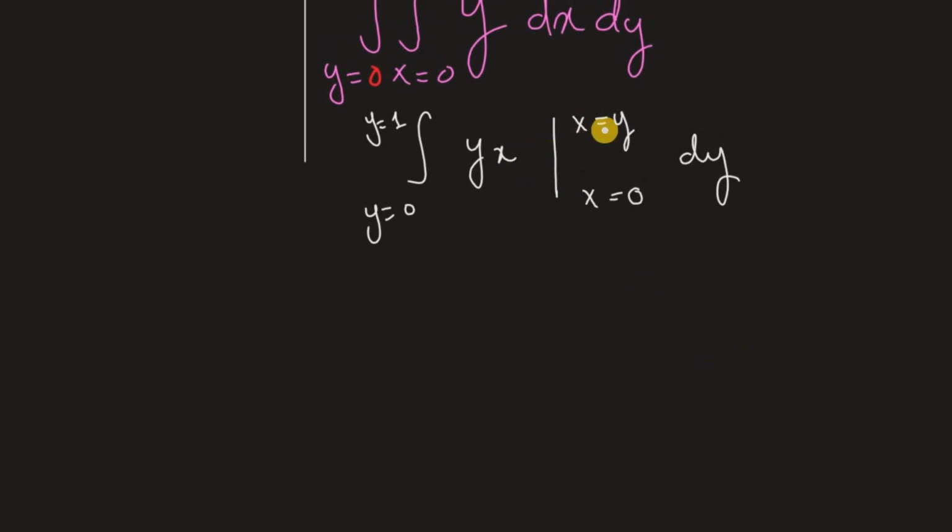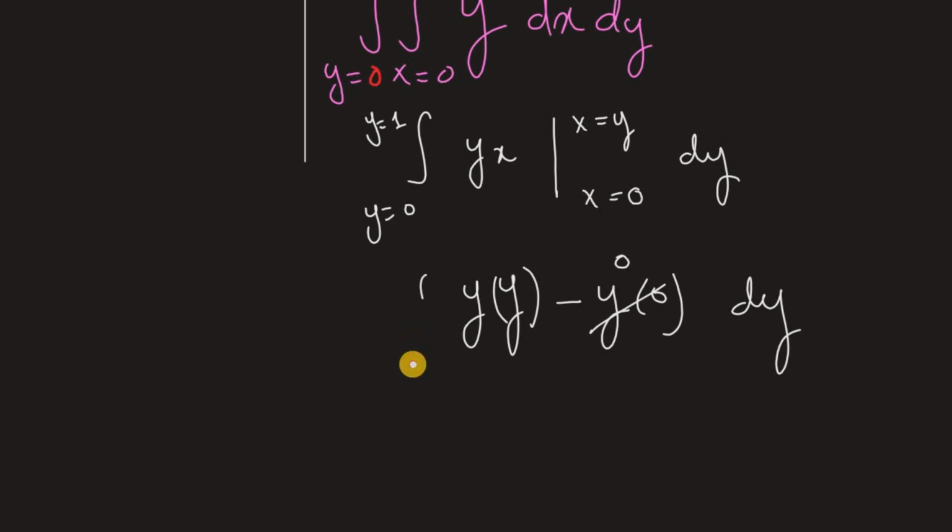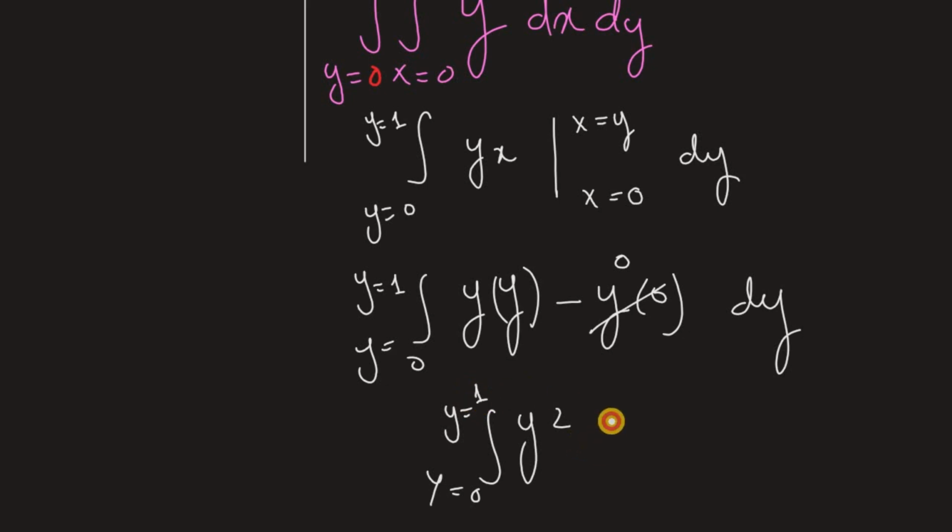Now plugging in x equals y and x equals 0 in this equation. We're going to plug in y first, plugging x equals y in this x, and then subtracting what we get when we plug in x equals 0 in this one, which is going to be 0. And y times y gives us y squared. So we have the integral of y squared, y equals 0 to y equals 1, and then we have dy.